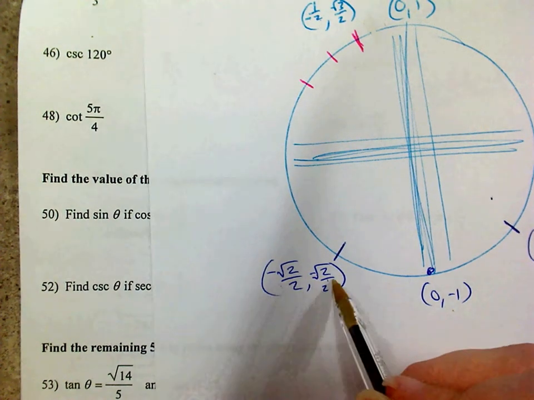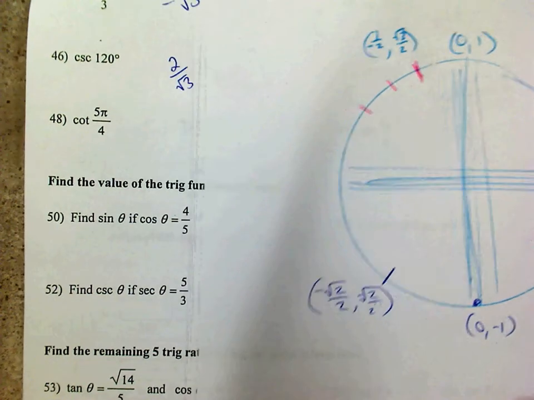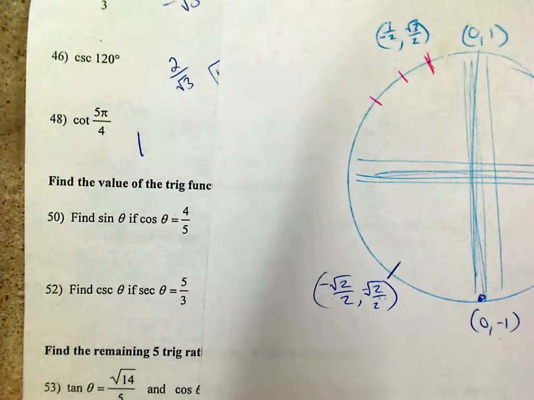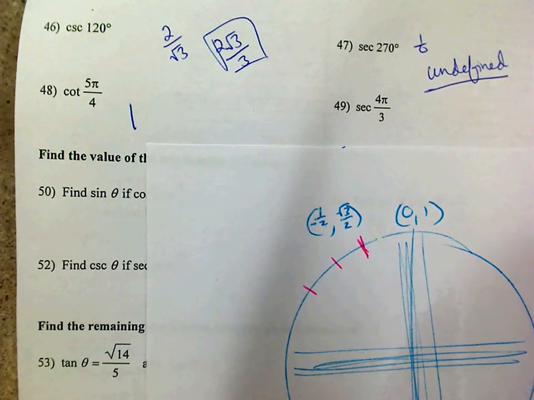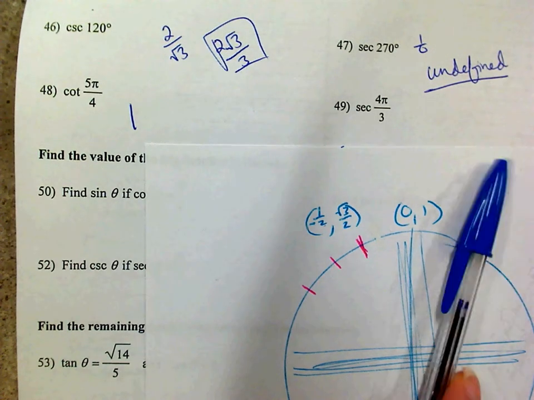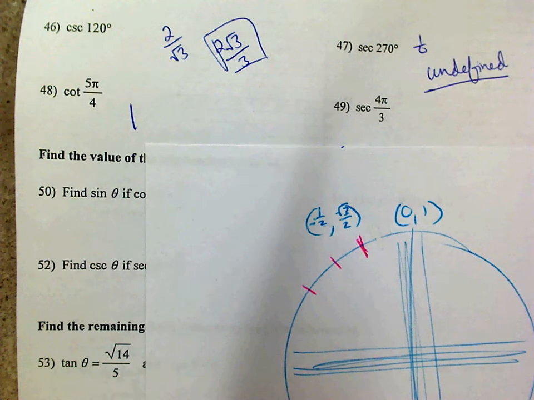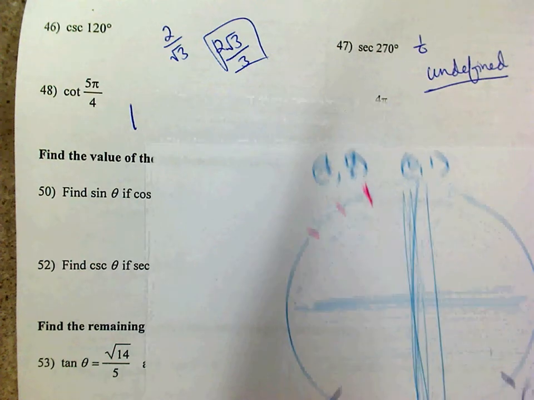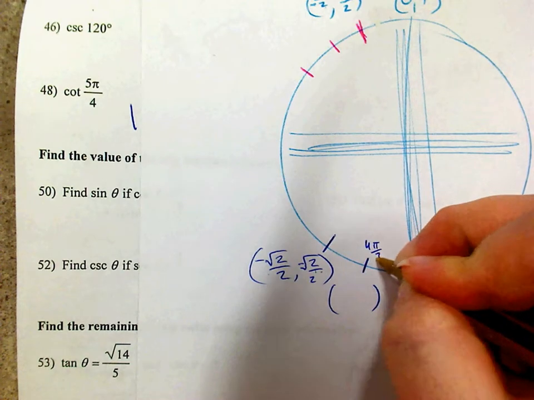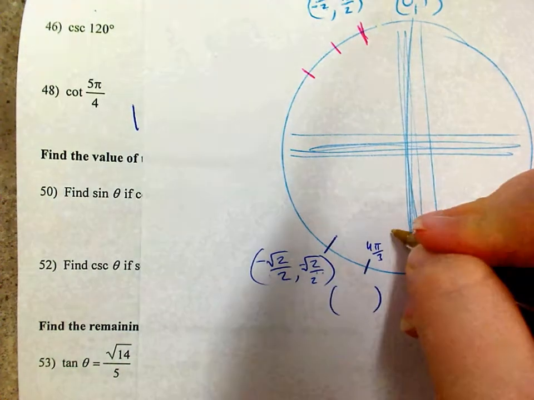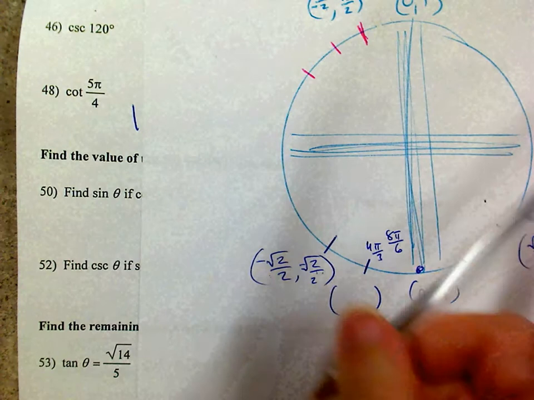Secant of 4/3 pi. 4/3 pi. 1/3, 2/3, 4/3. 4/3 is right here. Right there. Which is also 8/6. If you're doing 6ths, you would say 1 sixth, 2 sixths, 3 sixths, 4 sixths, 5 sixths, 6 sixths, 7 sixths, 8 sixths. And that's where we get that from.